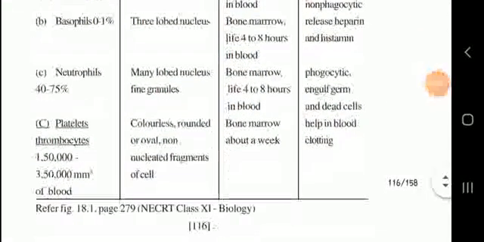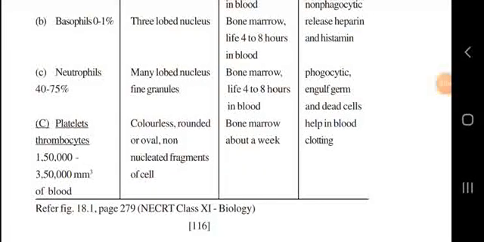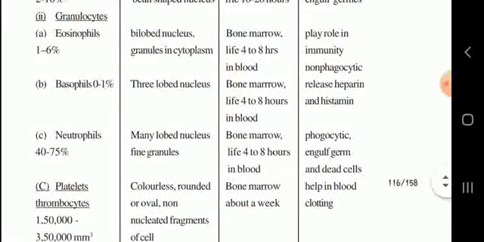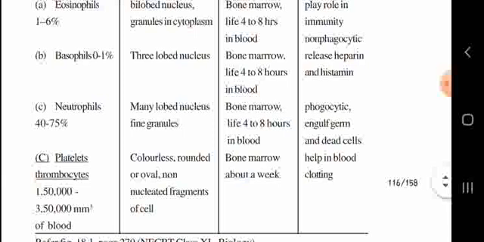Next, neutrophils. They are 40 to 75%, with a many-lobed nucleus and fine granules present. The time in the bone marrow is 4 to 8 hours, and the life in the blood is 4 to 8 hours.